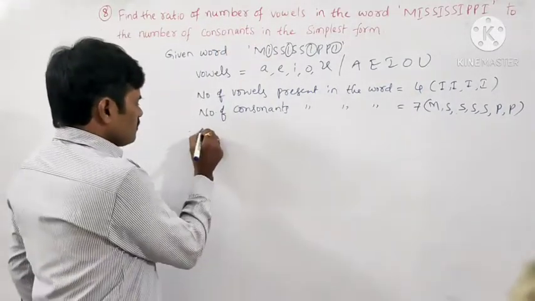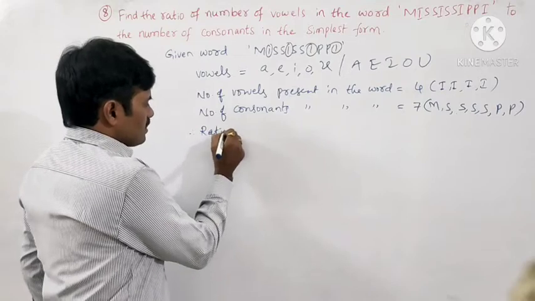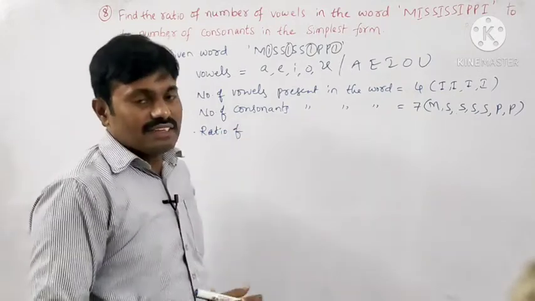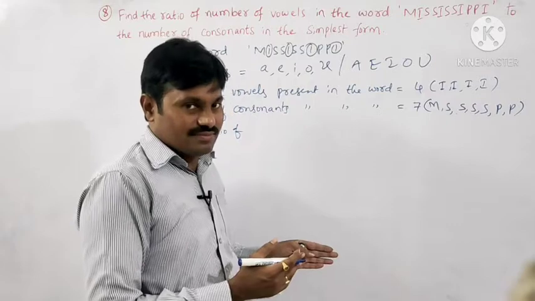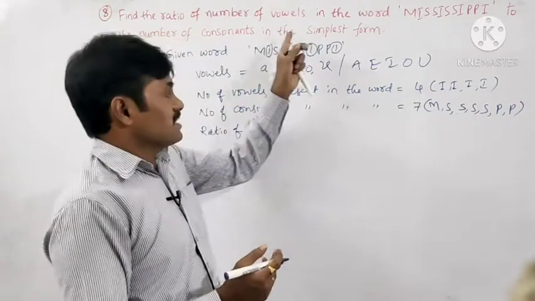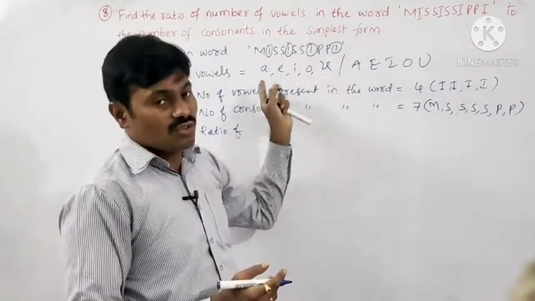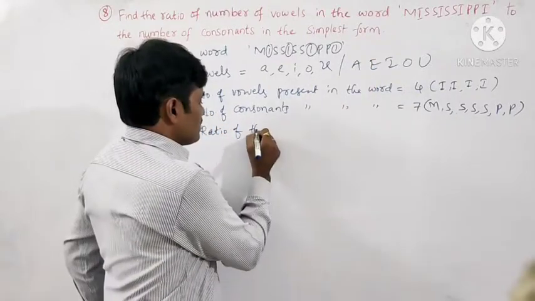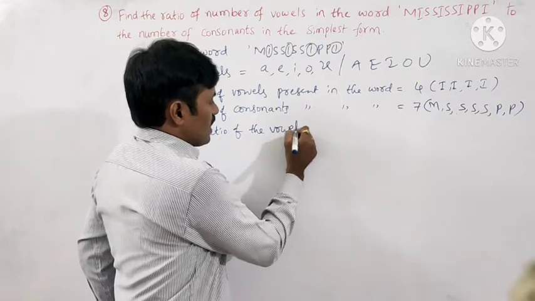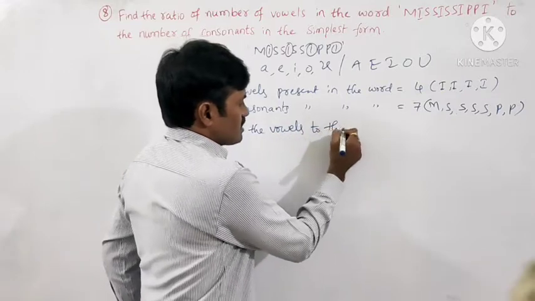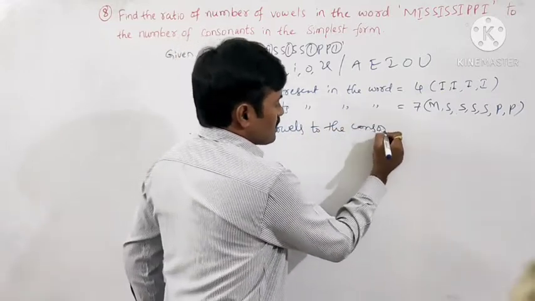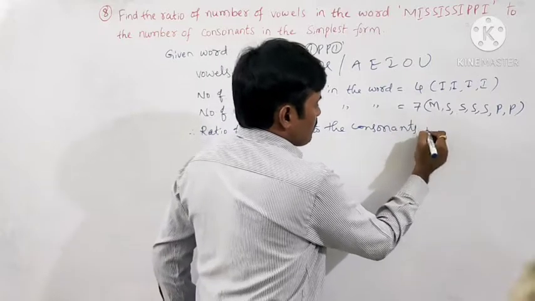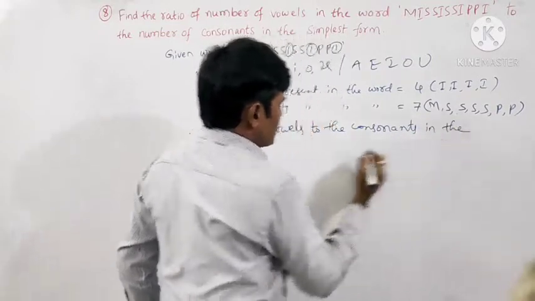So the required ratio, that means what I have written now, the dialogue: a ratio of vowels to the consonants in the word Mississippi.